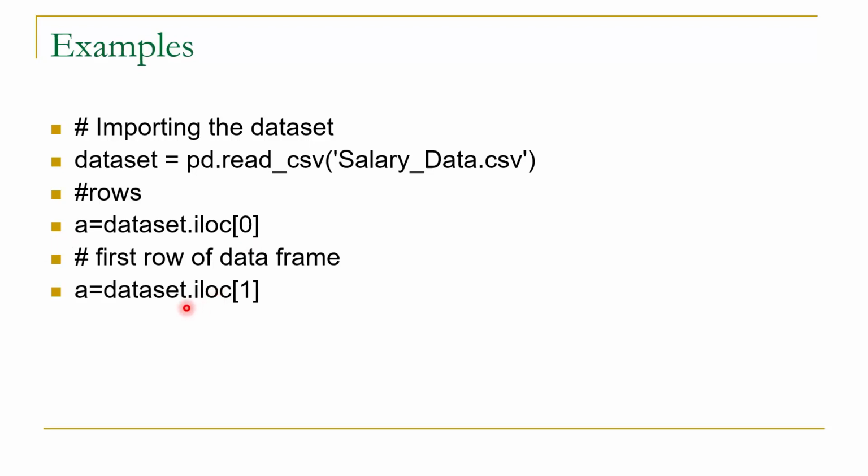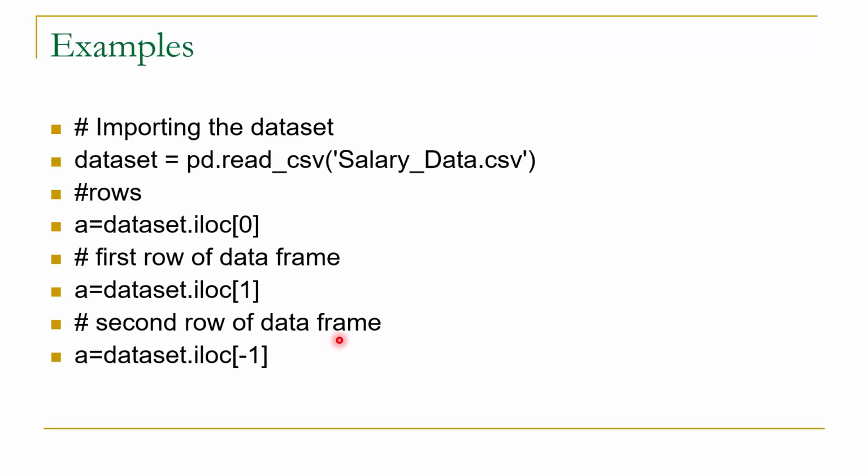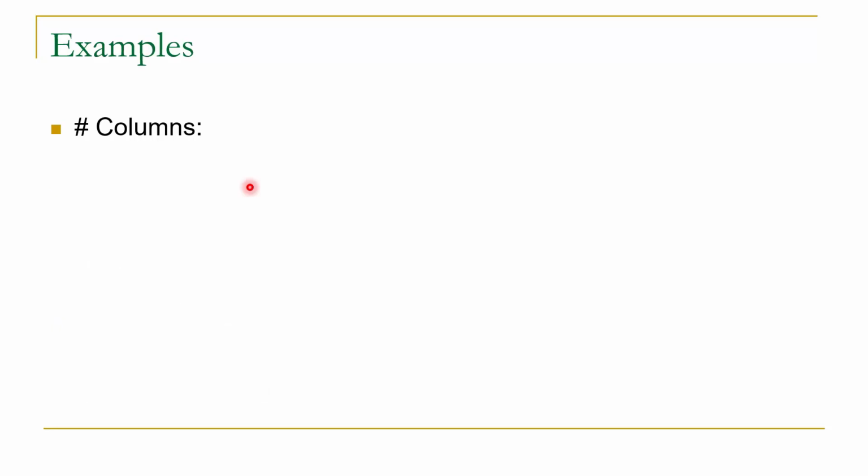This will be stored in A. Let us consider this statement dataset.iloc[1]. You can give a thought to what the output will be in this case. This will be used to select the second row of the data frame. Similarly, dataset.iloc[-1] is used to select the last row of the data frame. Here we have specified only the values of rows. We can specify the values of columns only after the comma.